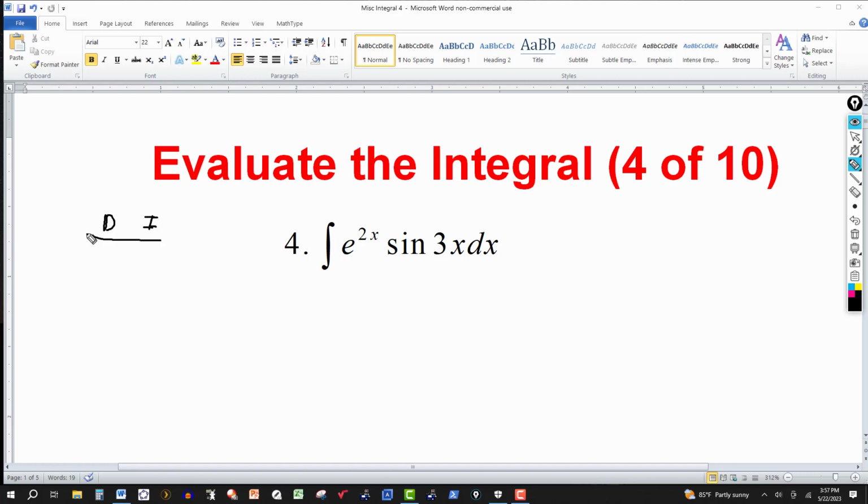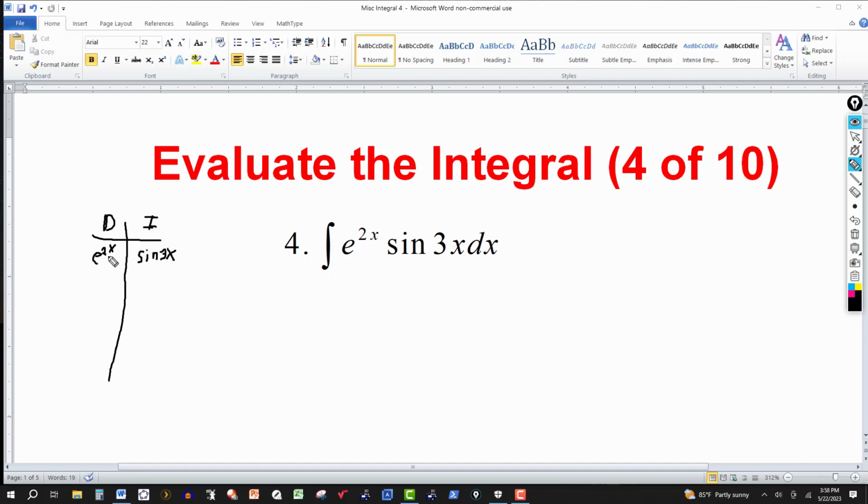So I'm going to put e to the 2x here under the D for derivative, and on the right side under I for integral, I'm going to put the sine of 3x. What we do is take the derivative of the expression under the D and the integral for the one under the I. If you had an x squared, the derivative is 2x, the next derivative is 2, and then it goes to 0. That's what you want, because then you're pretty much finished.